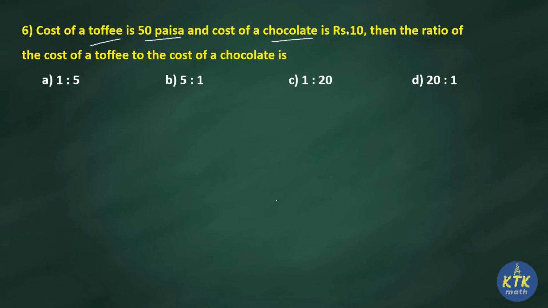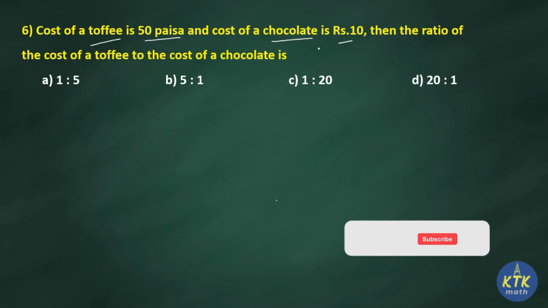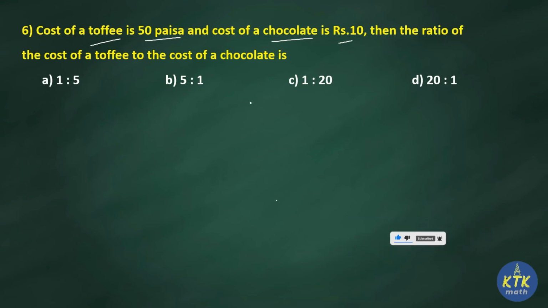So remember, here units are different. We know that when you are comparing two units, they should be same in ratio. So here 50 and 10 we are not going to compare directly, because 50 is given in terms of paise, 10 is given in terms of rupees. So before representing that in terms of ratio, we are going to convert this rupees into paise first.